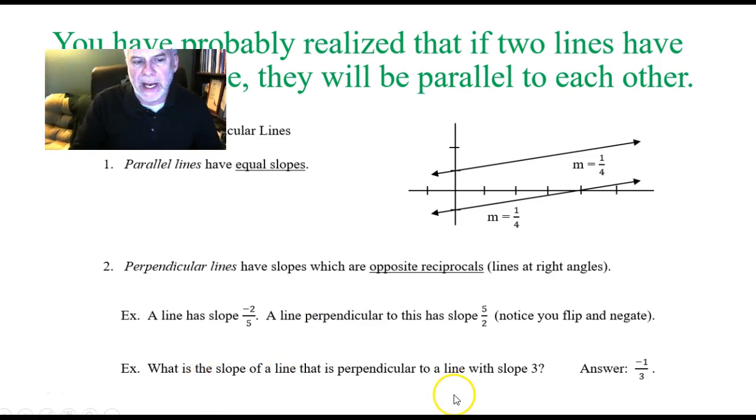What is the slope of a line that is perpendicular to a line with slope 3? Well, 3 is 3 over 1. And if you flip 3 over 1, you get 1/3. And you got to put a negative sign on it because you got to change the sign. It's flipping and negating. So flip it, I get 1/3. Put a negative sign on it. So negative 1/3 is the answer.